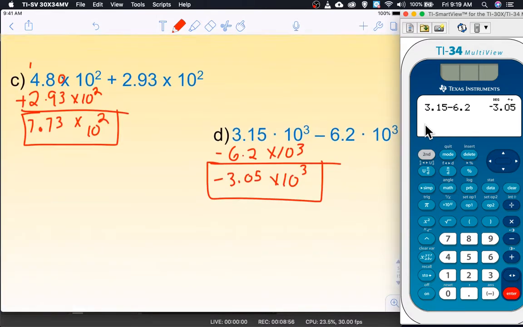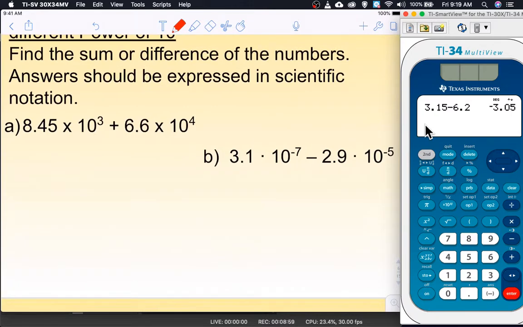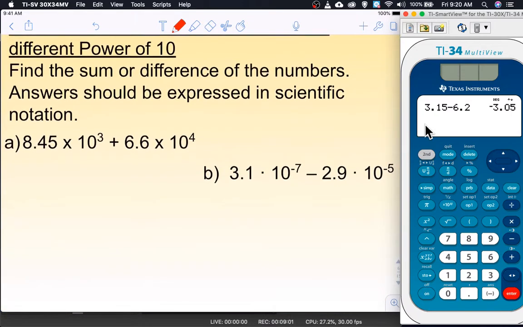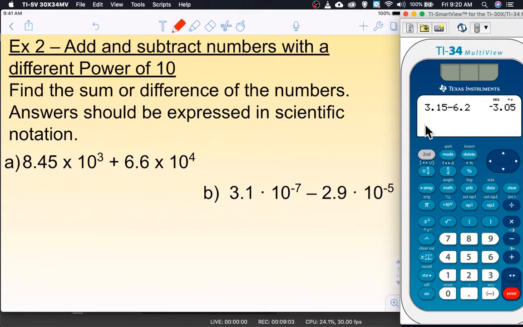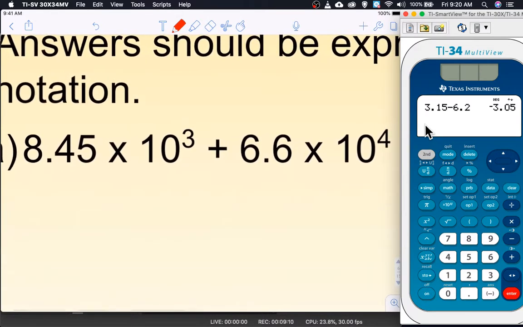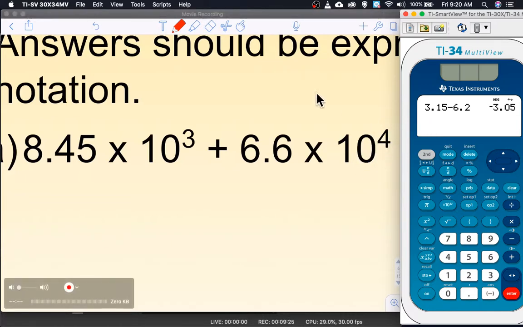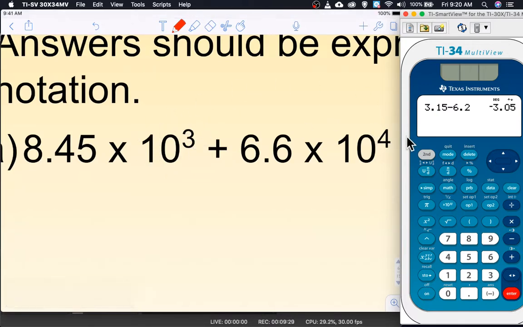So let's expand on that. What happens when you don't have the same power of 10? When your powers of 10 are different, how does that affect our problem? Well, it affects us a decent bit. So really, it's going to add an extra step for us. The one extra step is we need to make them have the same power of 10. So I either need to make this a 10 to the 3rd power, or I need to make this a 10 to the 4th power to make them match.